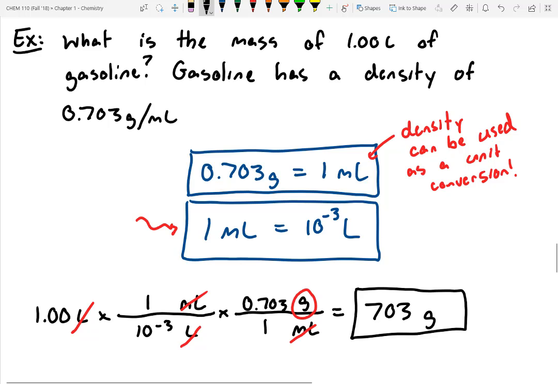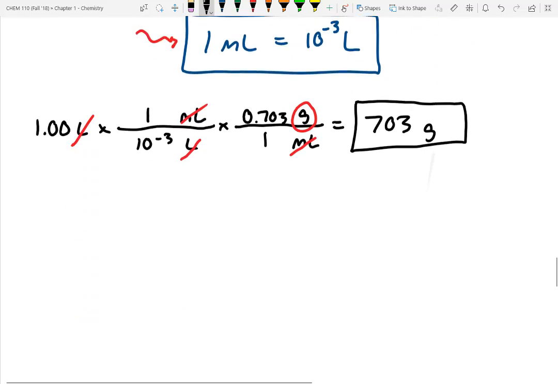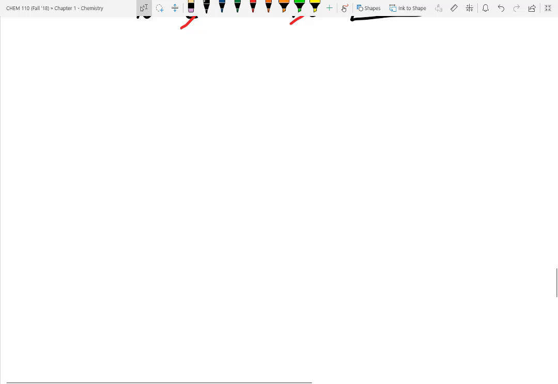Would it matter if we switched, if we did like 10 to the third milliliters to 1 liter? Sorry, say that again. So you're saying 10 to the third milliliters to 1 liter? Yeah, that's the exact same mathematical operation. Good question. Okay, let's do a challenge one before we leave. This is going to be the most complicated one I would ever throw at you.